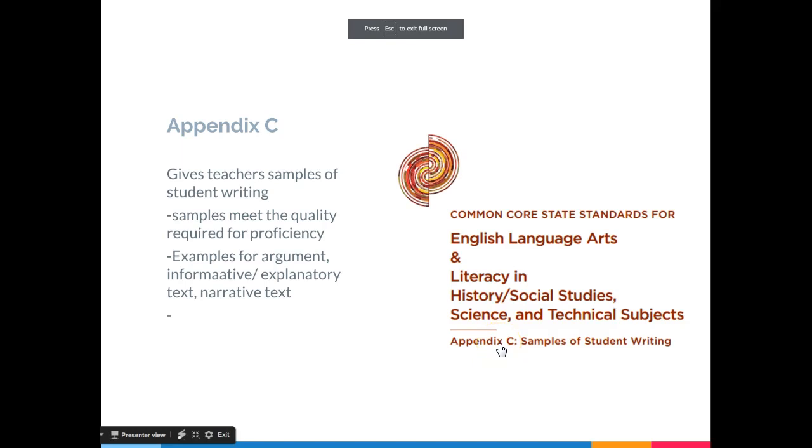All right, and last appendix. I know I said B was my favorite, but probably C. A little bit more so if you're into writing, because what this does is it gives teachers samples of student writing. So the samples meet the quality required for proficiency. Examples for argument, informative, explanatory text, and narrative text. So you can dig into this one.